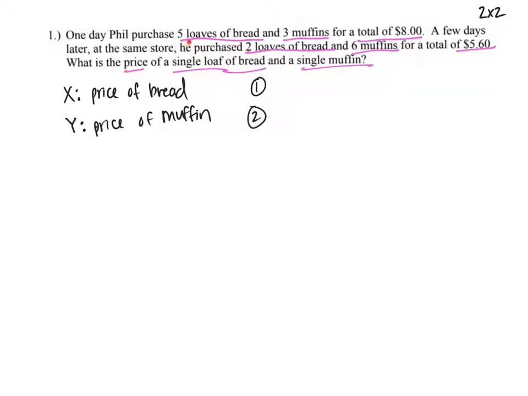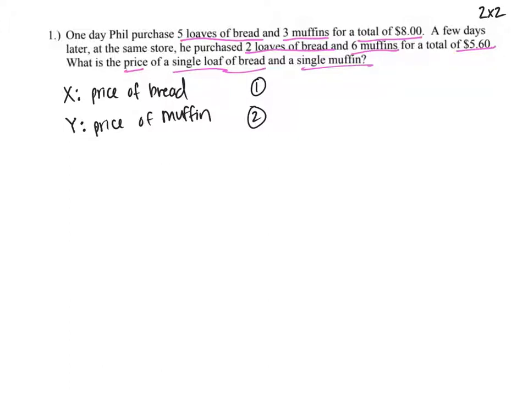So the first day when he was shopping, he bought 5 loaves of bread and 3 muffins. What I'm thinking in my head is he's at the checkout counter, and they would scan the 5 loaves of bread and multiply by how much it would cost, right? Like if the bread costs, I don't know, $3 a piece, you would do 3 times 5. And if the muffins cost like $1 a piece, you would do $1 times 3, and then you would add them up to get whatever your total price is.